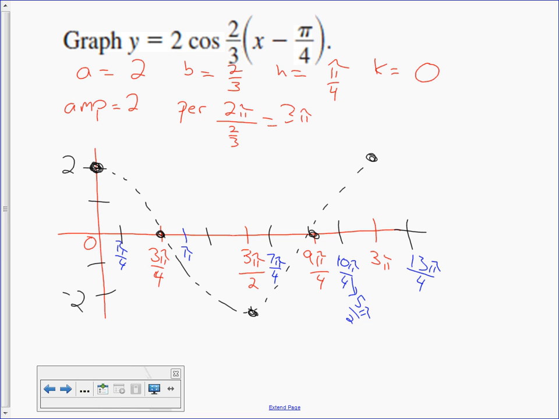Now, does everybody see when you have a horizontal shift, you might want to have a little bit extra space? Space it out a little bit, so you have a little bit of room to work. So now every one of these points is just moved over to accommodate the shift. And I connect them. And there's my new graph. Okay.